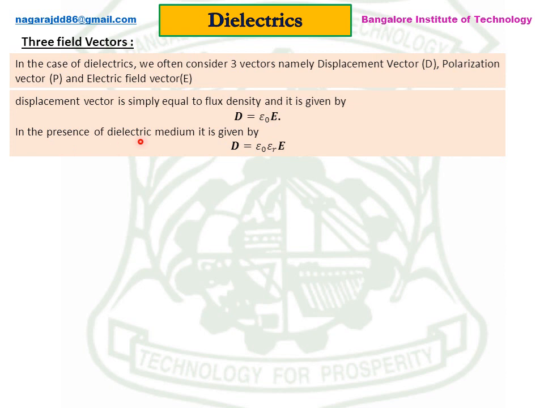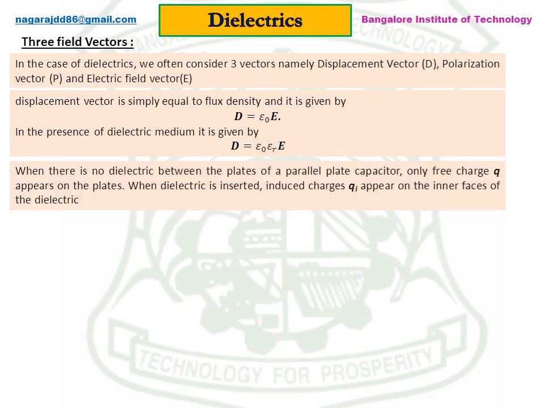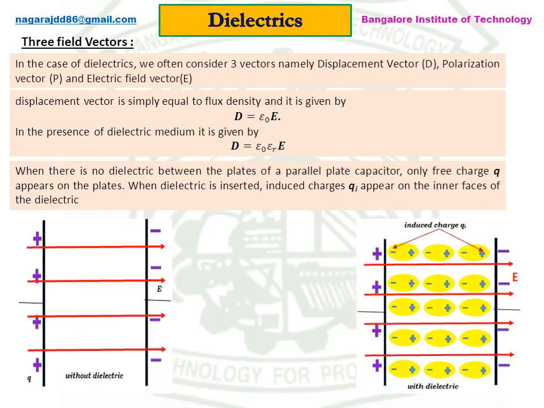If there is any dielectric medium in the given vicinity, then flux density or displacement vector can be written as epsilon r into E, where epsilon r is also known as relative permittivity or dielectric constant. When there is no dielectric between the plates of a parallel plate capacitor, only free charge Q appears on the plates. When dielectric is inserted, charges are induced, and induced charges Qi, which I mentioned in the previous slide, appear on the inner faces of the dielectric, like this.